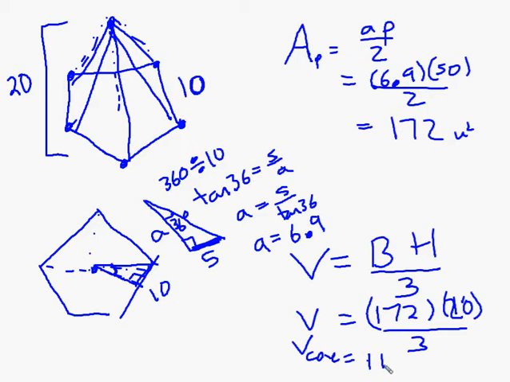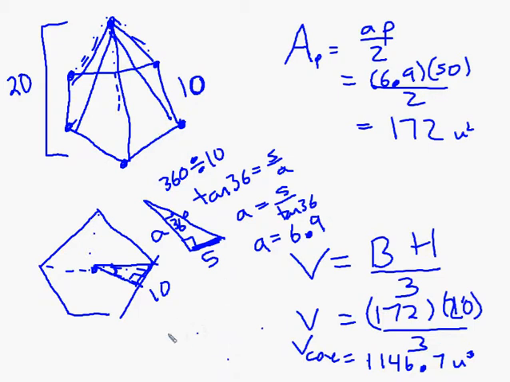1146.7. 1146.7 units cubed. Why did it go so big? Okay, because we divided by 3. And it's not divisible by 3. Any questions on how we did that? What was the second number? 20. 20 because it's the height.